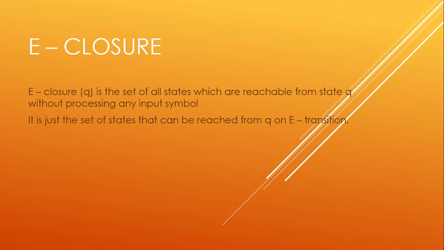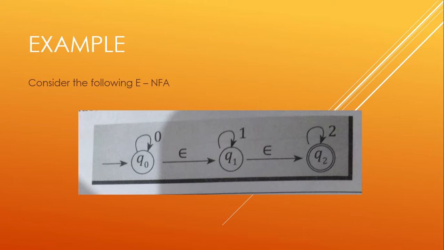So epsilon closure is just the set of states that can be reached from Q on epsilon transitions only. This is the example, where for the input symbol 0, Q0 has a transition to itself. Then for the input symbol 1, Q1 has a transition to itself, Q1. For Q2, for the input symbol 2, it has a transition from Q2 to itself, and for epsilon, from Q0 to Q1 and from Q1 to Q2.